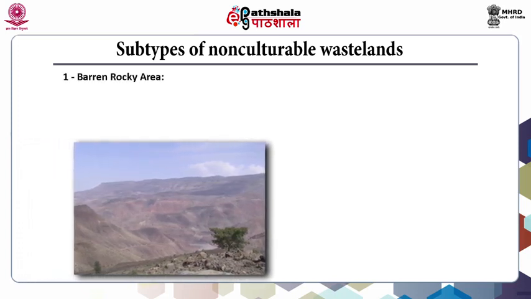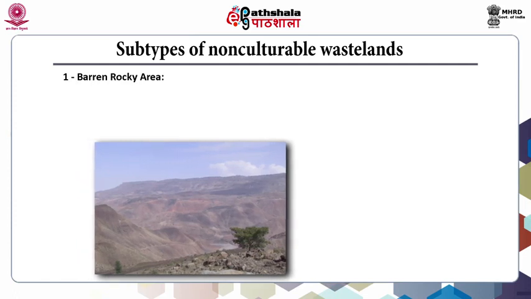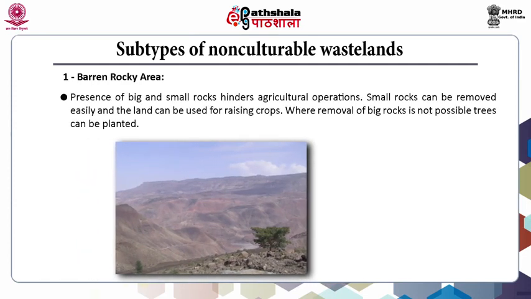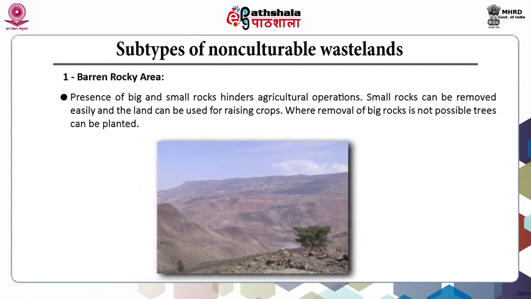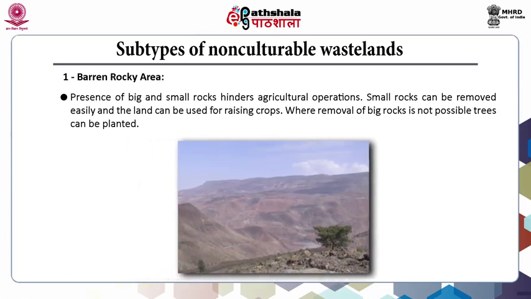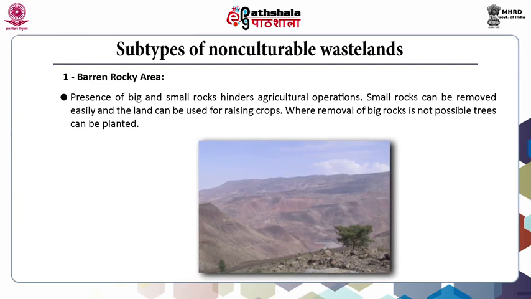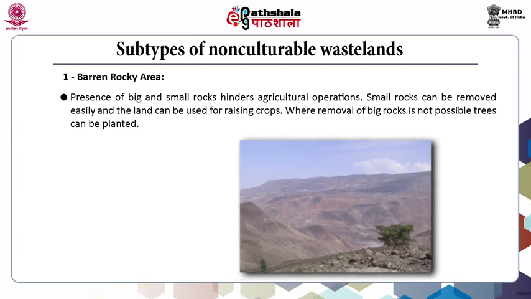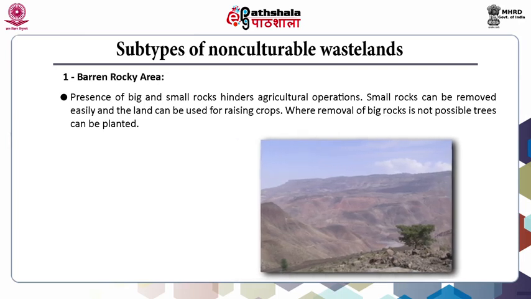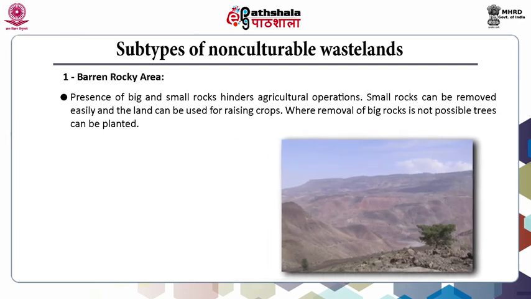Number 1, barren rocky area. The presence of big and small rocks hinders agricultural operations. Small rocks can be removed easily and the land can be used for raising crops. Where removal of big rocks is not possible, trees cannot be planted.